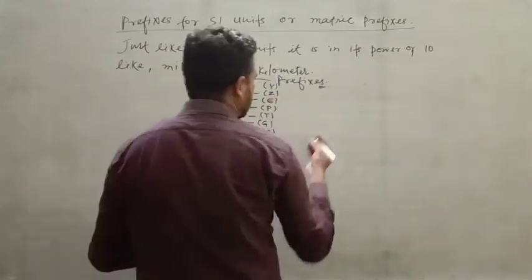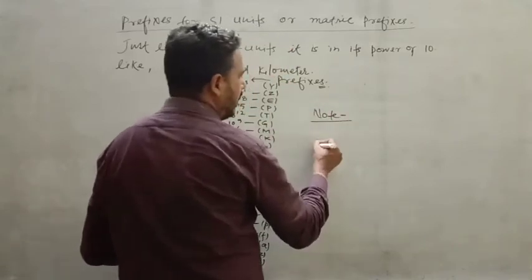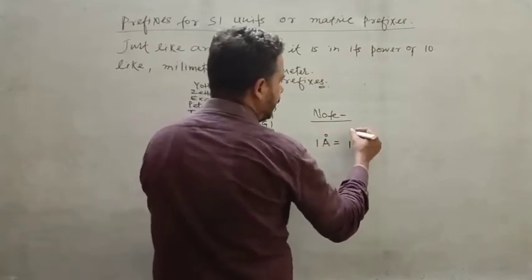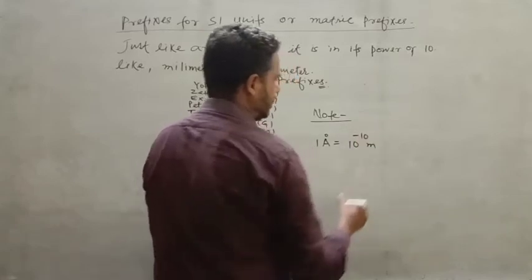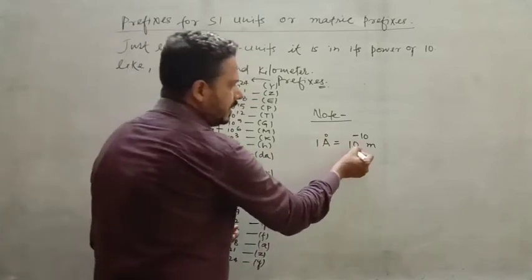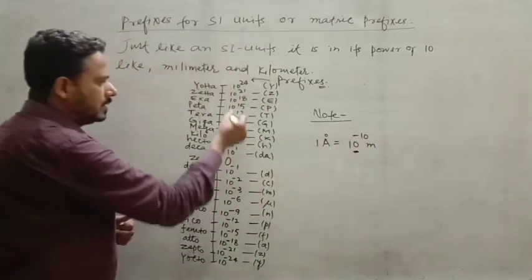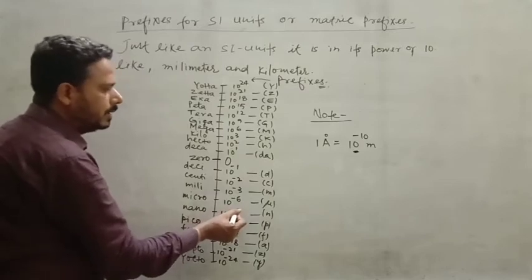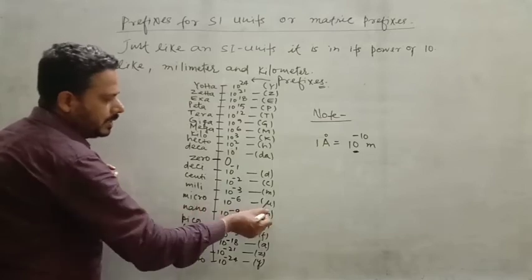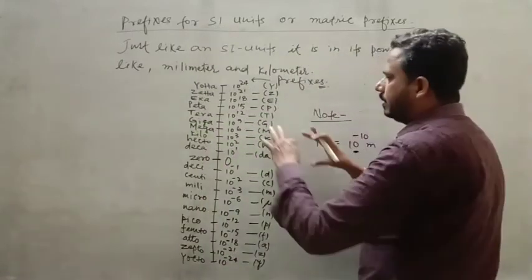So see, in some notes, like angstrom, 1 angstrom means what? 10 raised to minus 10 meter. So this is also a power of 10 raised minus 10. There is no prefix for 10 raised minus 10, only 10 raised minus 9, and you are seeing here that 10 raised to minus 9 is represented by nano. So we use this one.